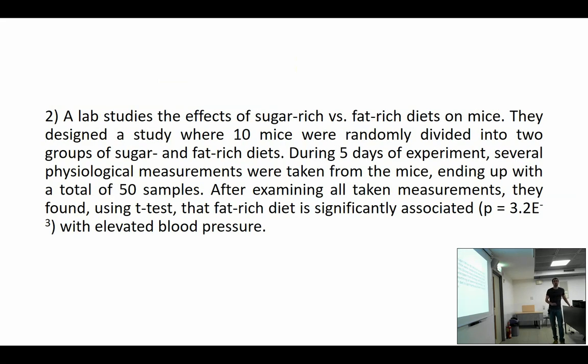Okay, what do you think about this one? A lab studies the effects of sugar-rich versus fat-rich diets on mice. They designed a study where 10 mice were randomly divided into 2 groups of sugar and fat-rich diets. During 5 days of experiment, several physiological measurements were taken from the mice, ending up with a total of 50 samples. After examining all taken measurements, they found, using a t-test, that fat-rich diet is significantly associated, and you can see the p-value here, with elevated blood pressure.